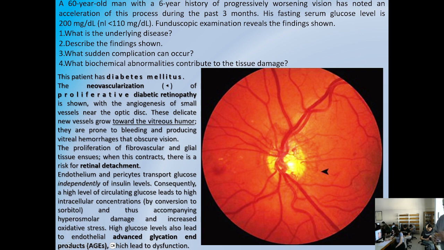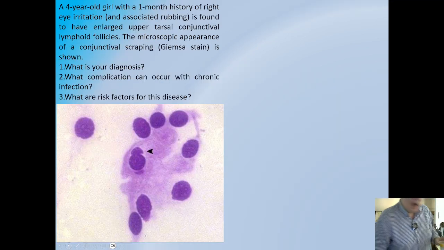Next. Here we have a cytological specimen, not histology, Mears cells, exfoliative cytology. It's a very young girl with a 1 month history of right eye irritation. She scratched the eye and it became red. And here we have enlarged upper tarsal conjunctival lymphoid follicles.